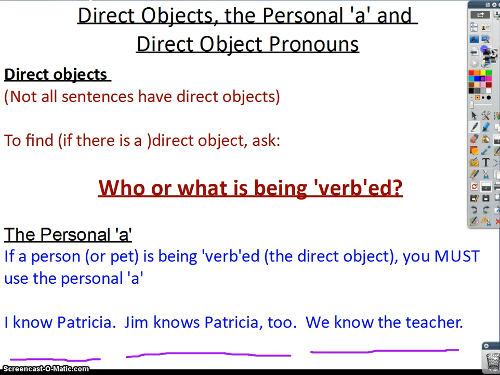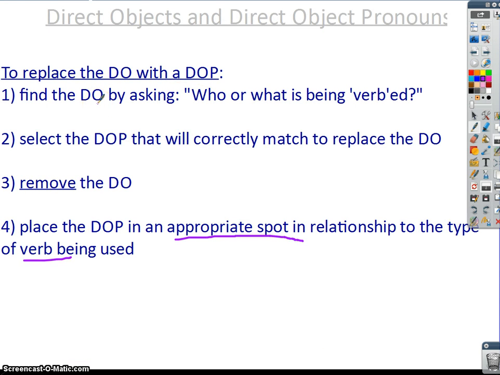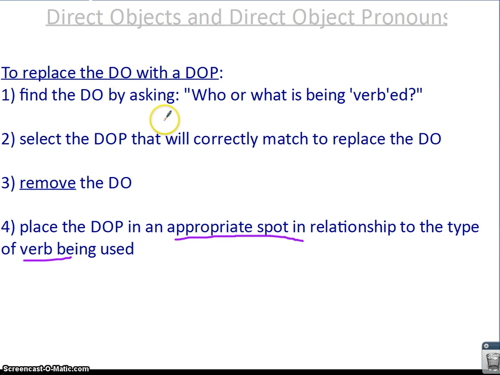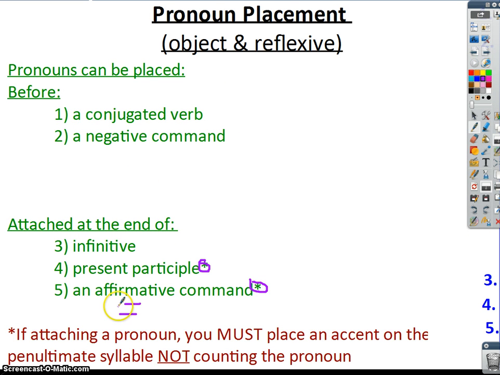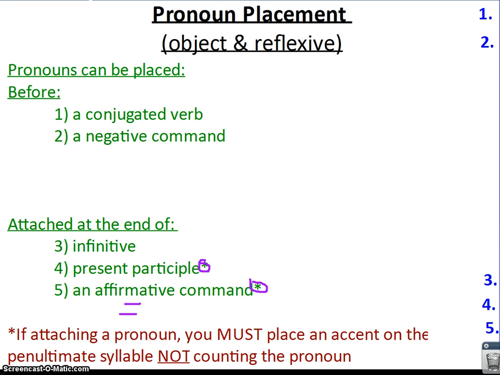And here are the steps if you want to use a direct object pronoun to avoid repetition. You find it, you take it out, you replace it with a direct object pronoun, and you place it appropriately in relationship to your verb.